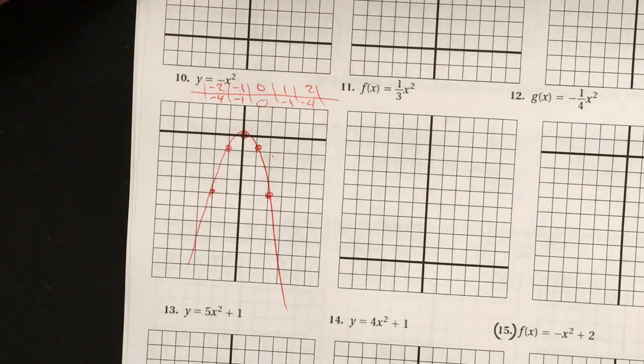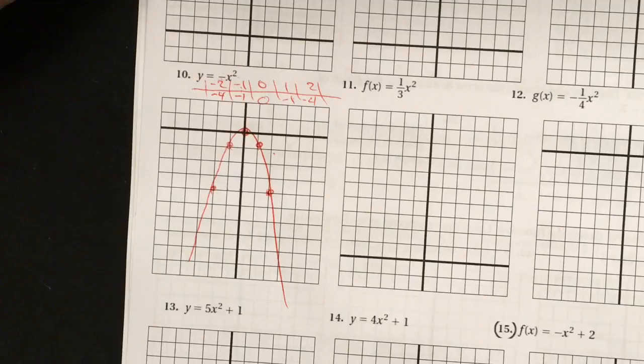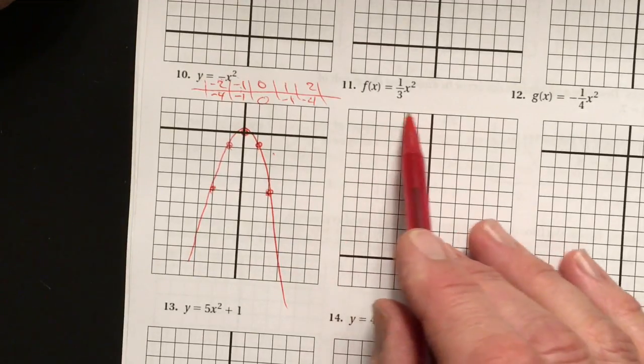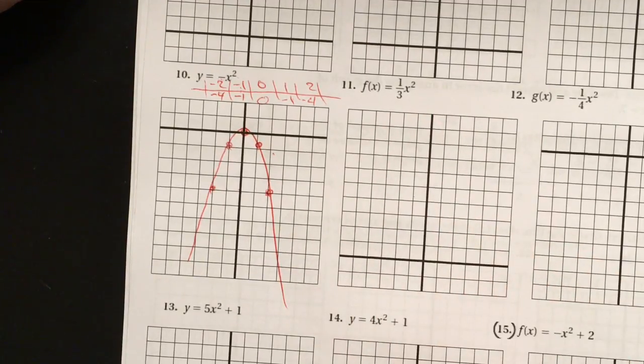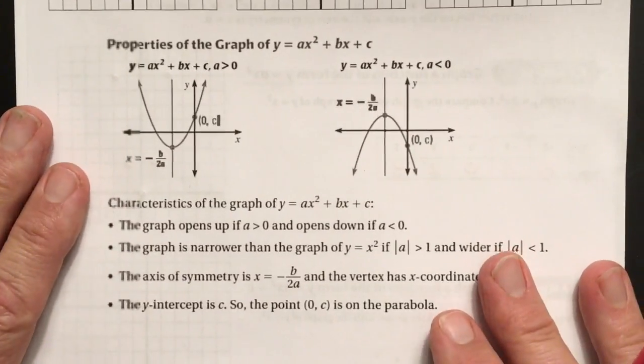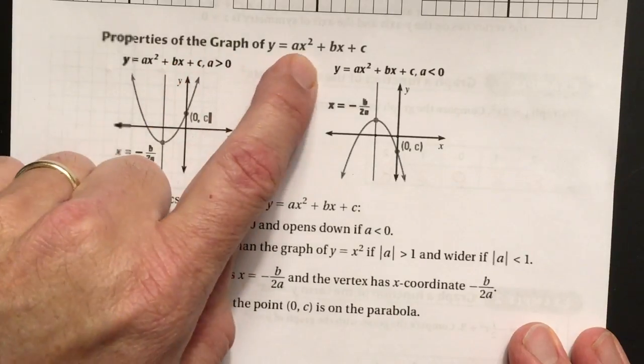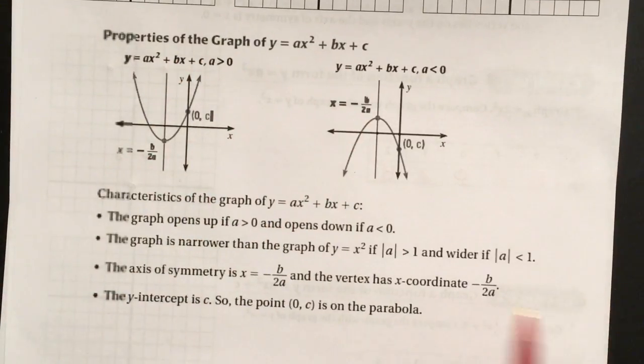Okay. Now, let's talk about a shortcut that you'll need when graphing larger quadratic equations with the x and the constant. So you go back a couple pages, sorry about all the bouncing around. The second page has properties, second half of the page, has properties of the graph y equals ax squared plus bx plus c.